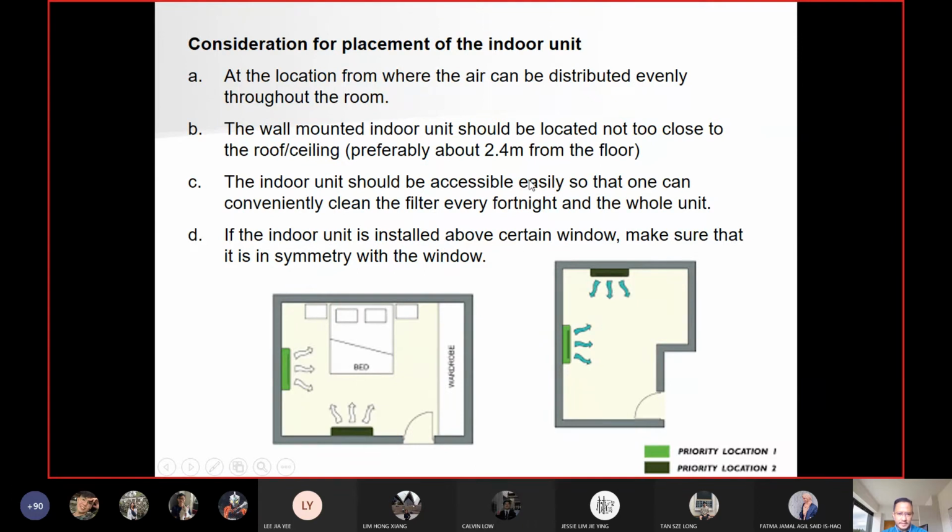The indoor unit should be easily accessible, so that you can conveniently clean the filter every fortnight. Look here, every fortnight. Every 2 weeks, by right, you should clean your aircon filter and the whole unit. This is for maintenance.